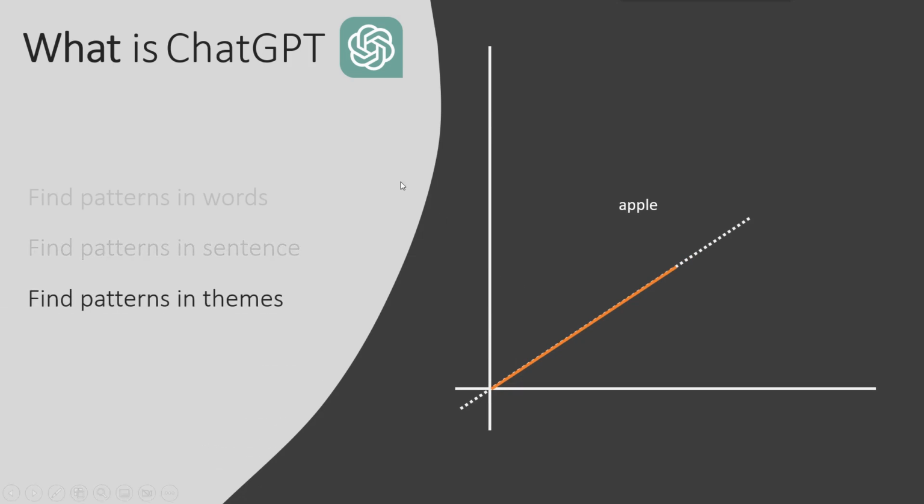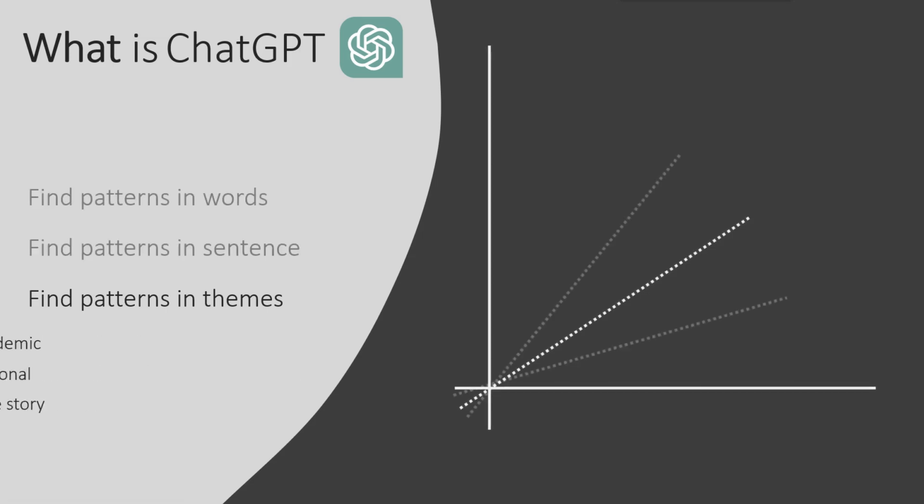Now, let's imagine ChatGPT is capable of finding patterns in themes. What I mean is, maybe a similar sentence could be expressed in academic writing, in fictional writing, or maybe in a love story. How could ChatGPT distinguish all those situations? The solution is, like before, it will add more axes, aka it will add more parameters in the model. So it has the capability to find patterns in all natural languages.